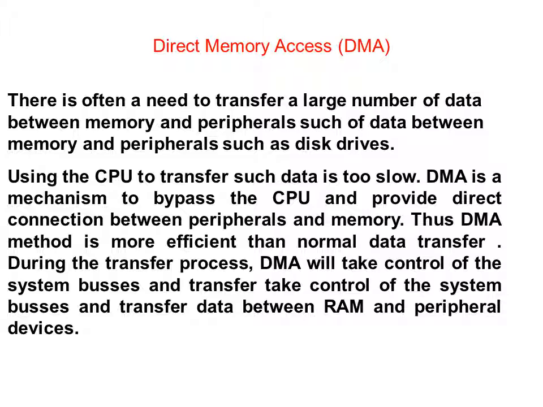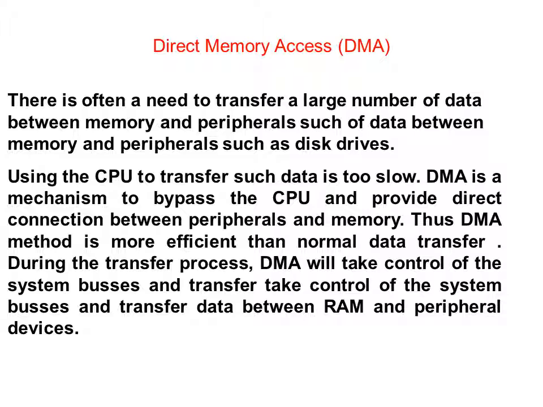Normally we have the need to transfer a large number of data between memory and peripherals. Using the CPU for this purpose, to transfer such data, is too slow. DMA is a mechanism to bypass the CPU and provide direct connection between peripheral and memory. Thus, the DMA method is more efficient than normal data transfer.